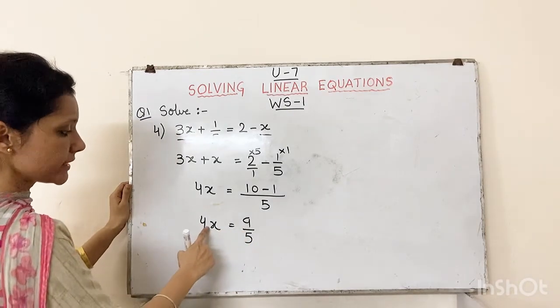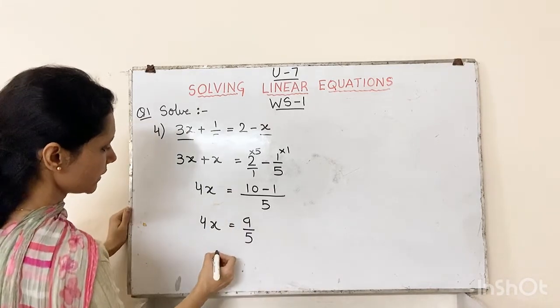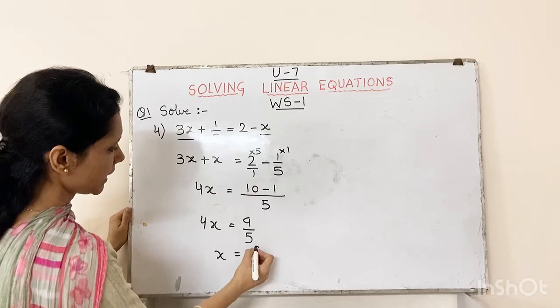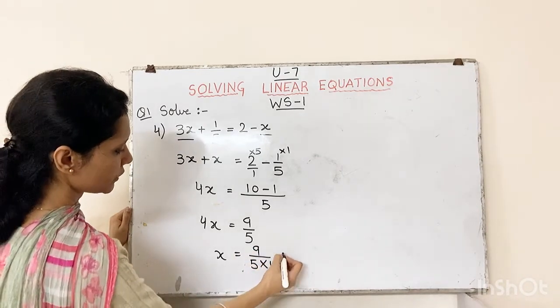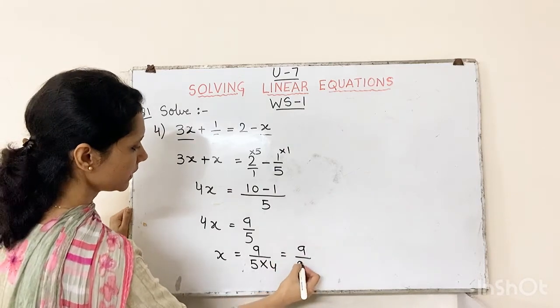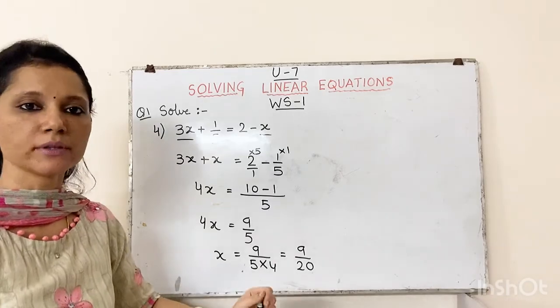Now 4 is getting multiplied here, so when we transpose, it would get divided. So this would become x is equal to 9 upon, it would go in the denominator. So this becomes 9 upon 20, since no cutting is possible. So the value of x is 9 upon 20.